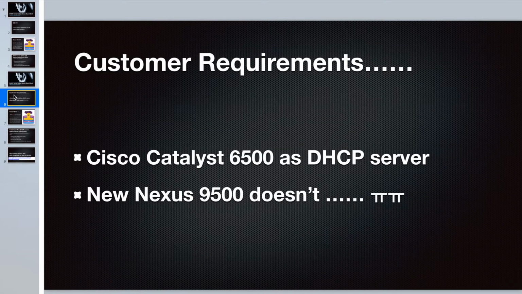Actually, the customer did use Cisco Catalyst 6500. It supplied the DHCP server functions, but when it was replaced with Nexus 9500, unfortunately, it doesn't support that function. Also, the Nexus was disconnected from the internet. So he considers adding another server for DHCP.